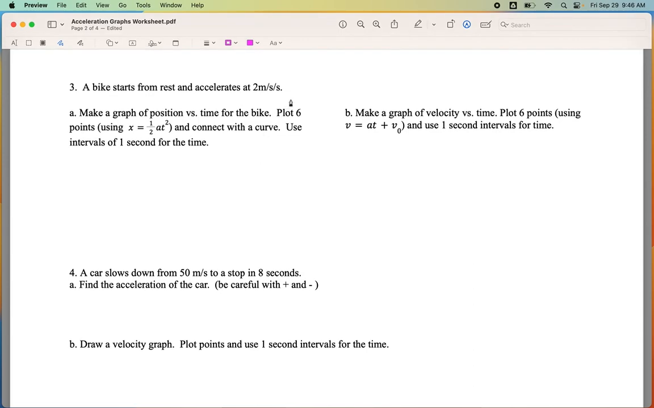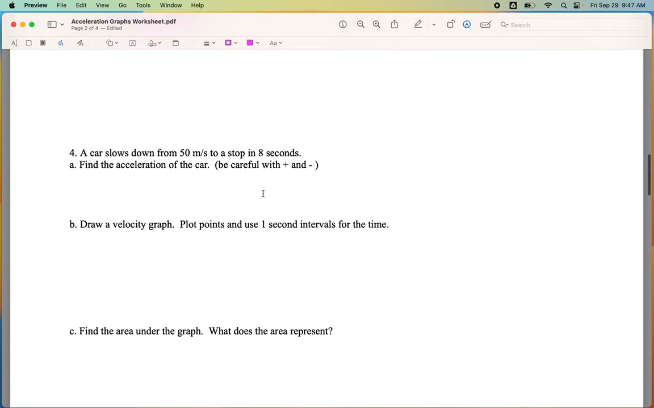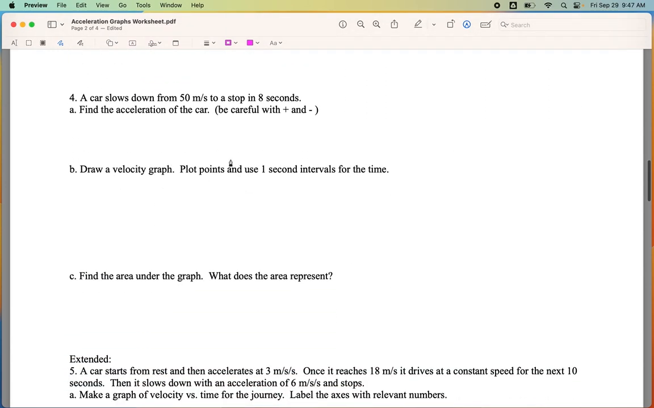When I say something like plot 6 points, then it might be nice to draw a table first, and you're basically going to be using this formula here. You're going to be using this formula 6 times to make 6 points. Same with over here, you're going to be using this velocity formula 6 times. And remember that your position graph should be curvy like a parabola, and your velocity graph should be a straight line. This one, similar thing, drawing just the velocity graph this time using 1 second intervals for time.